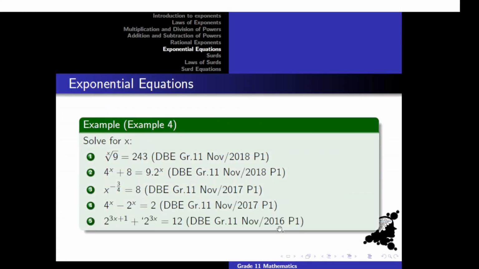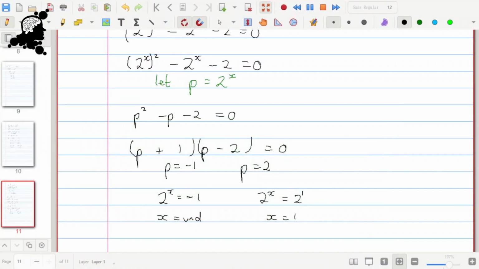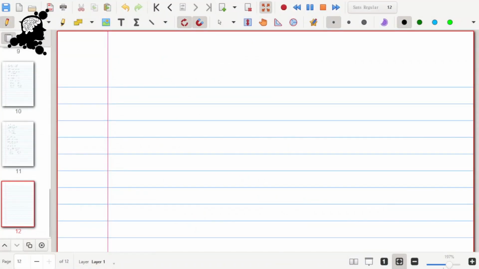Alright, and then there's one last question. 2 to the power 3x plus 1 plus 2 to the power 3x equals 12. So let's look at this one. We have got 2 to the power 3x plus 1 plus 2 to the power 3x is equals to 12. Notice that there's a plus here. Remember what we said when adding powers or subtracting powers. The plus or minus always tells us that we need to separate the exponents.